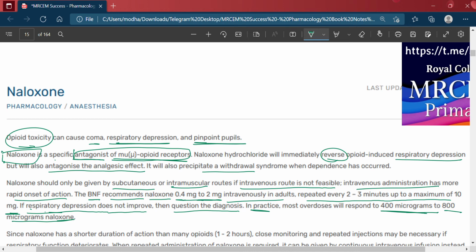It is given 0.4 milligram to 2 milligram intravenously in adults, and it can be repeated every 2 to 3 minutes up to a maximum of 10 milligram. If the respiratory depression is not reversed, then we have to question the diagnosis. In practice, most overdoses will respond to 400 microgram to 800 microgram of naloxone.